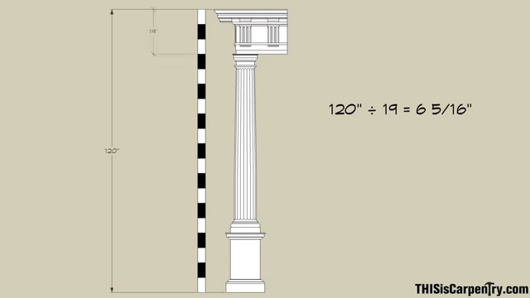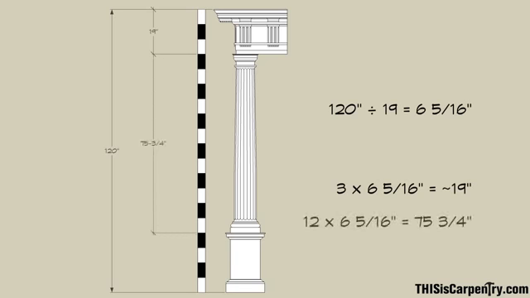At 3 parts, the entablature is just about 19 inches tall. The 12 parts of the column add up to 75 3/4 of an inch, and the 4 parts of the pedestal equal 24 1/4 inches.